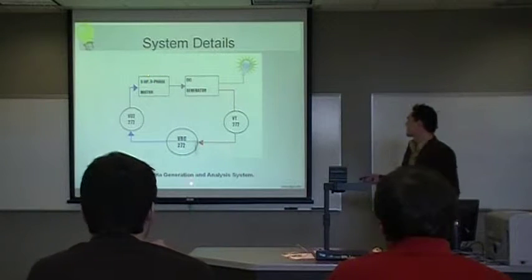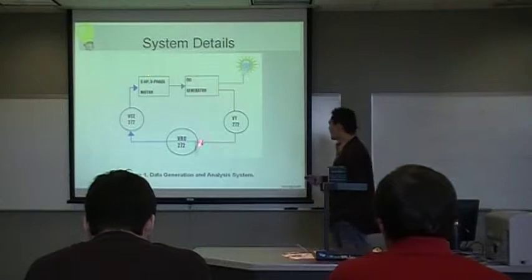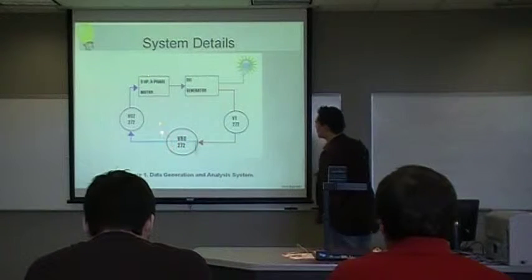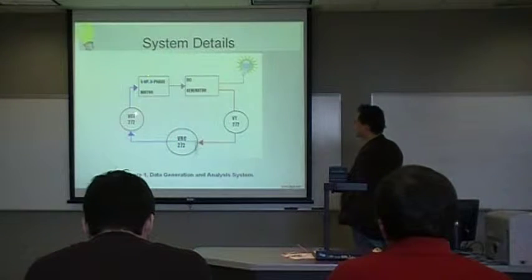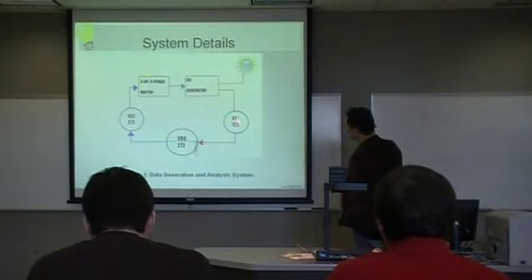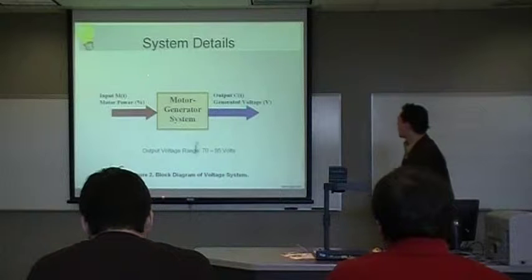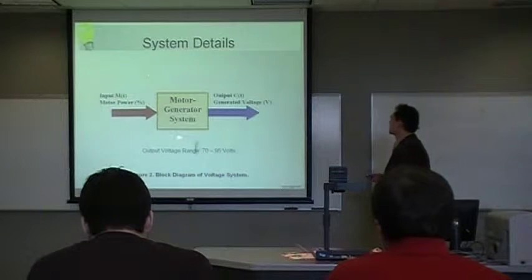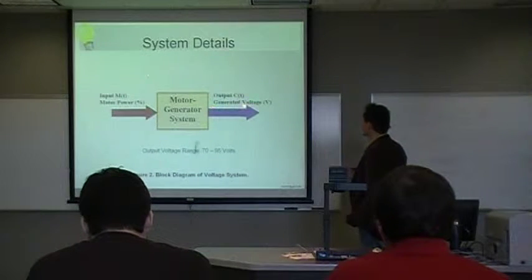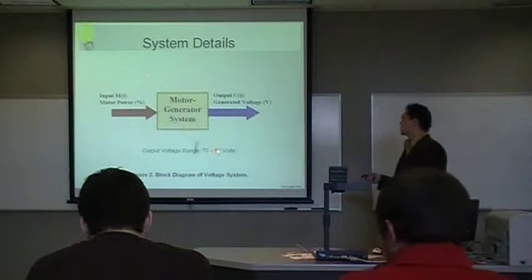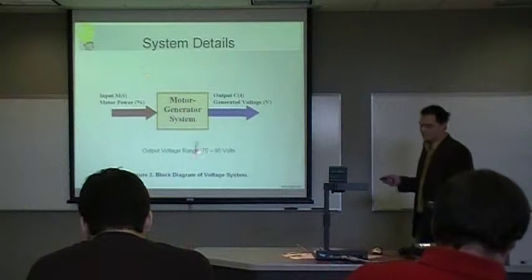Anyway, this was our system: a controller that went to a variable input generated to the motor generator, then to a sensor that was then sent back to our computer. And you see our input function, system, outputs, our voltage. Our voltage range was 70 to 95 volts for our system.